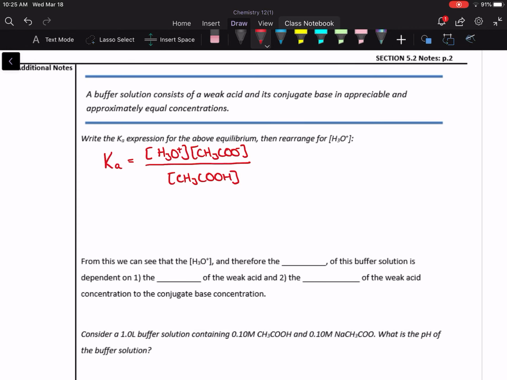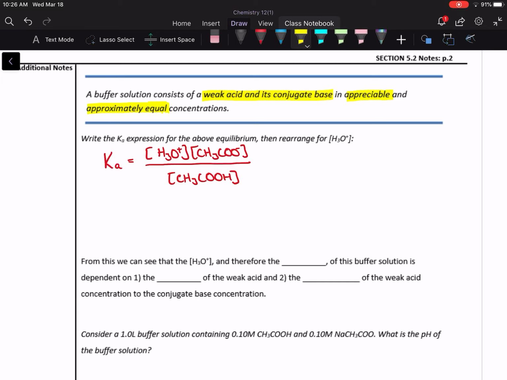So hopefully putting this together now, we can see that a buffer solution consists of a weak acid and its conjugate base. And those weak acid and conjugate base concentrations should be in appreciable amounts, and we want them to be approximately equal. And we'll see later that we can adjust that ratio between the concentrations of the acid and its conjugate base to adjust the pH of our buffer solution. But we'll also see that buffers work best when those concentrations are relatively equal to each other.